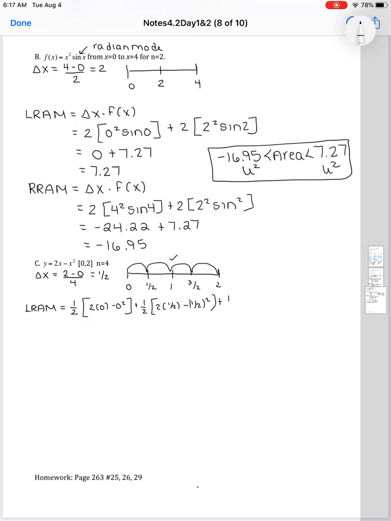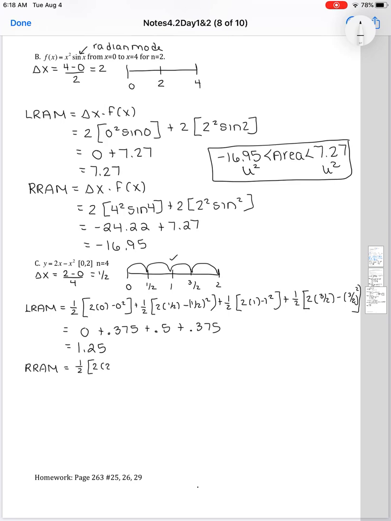Start at 0. 2 times 0 minus 0 squared. 1/2. 2 times a half minus 1/2 squared. 2 times 1 minus 1 squared. And we're adding 4 things up because there were 4 rectangles, so I'm getting up to 3/2. So when I simplify, I get 0, 0.375, 0.5, 0.375, which is 1.25.